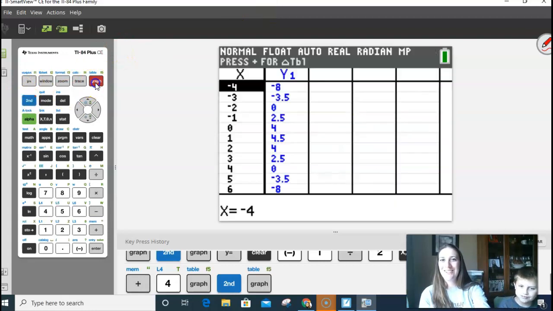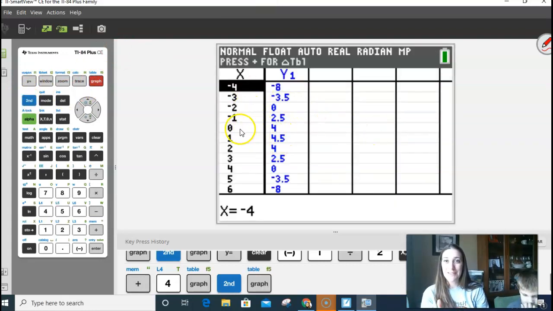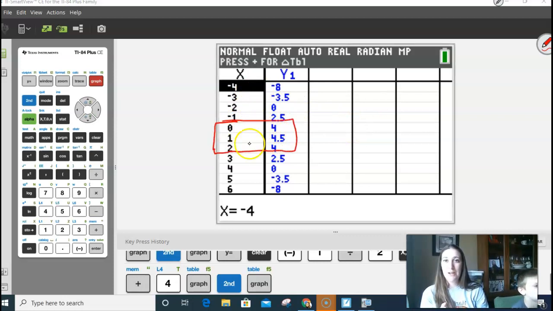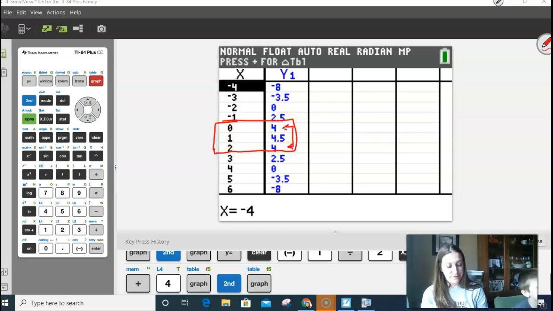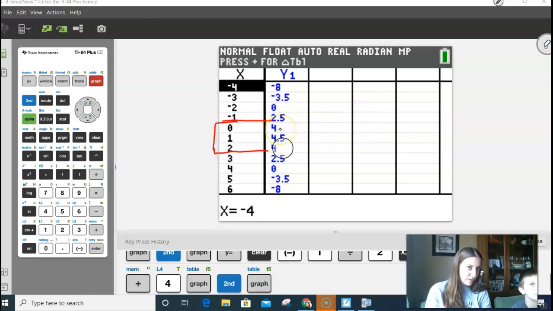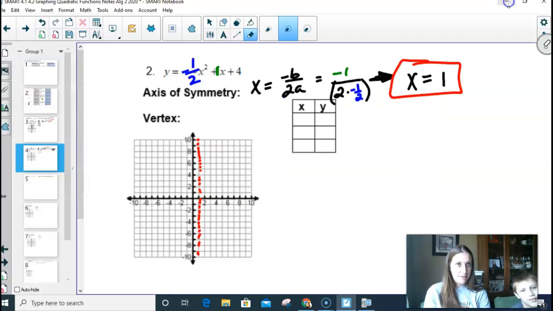All right. So if I go to my table, we already know that that center, that symmetry piece is going to be at x equals 1. So let's check out the table one more time. Surrounding x equals 1, which is our vertex, you're going to see that symmetry that we're looking for right around it. Perfect. Can you remember these numbers for me, Logan? 4 and 4.5.